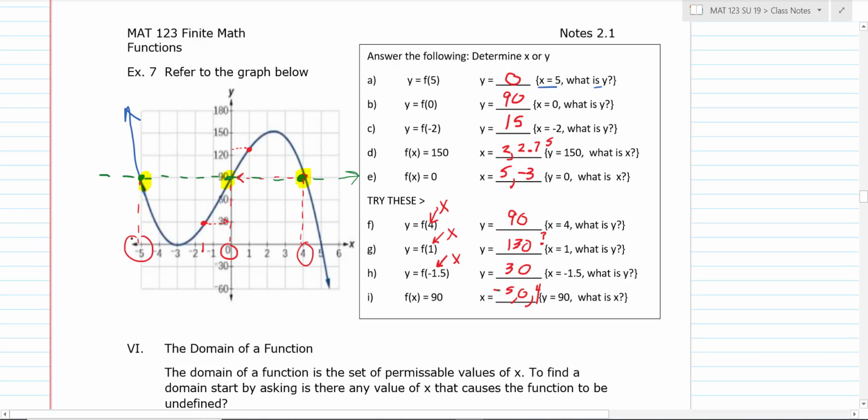The purpose of this is to make sure that you know the language of the mathematics, and understand function notation and what that means. All right, that will wrap up this part.